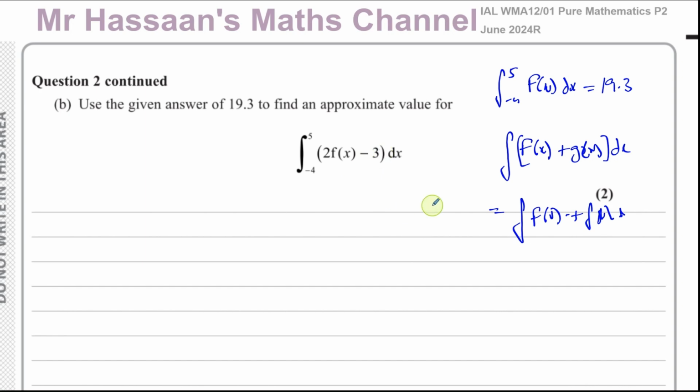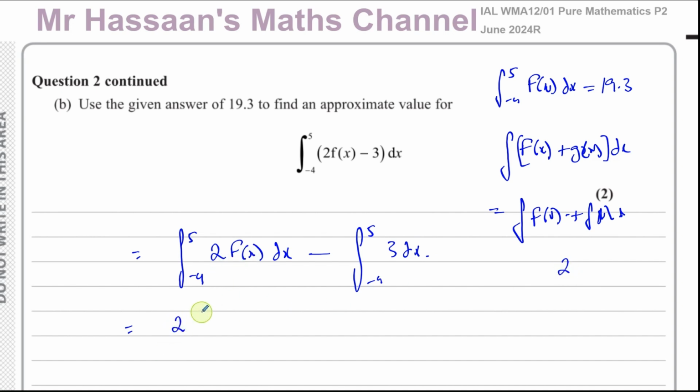So I can think of this 3 as a separate function if you want. So you can write this first as the integral between 5 and minus 4 of 2 times f of x with respect to x, minus the integral between 5 and minus 4 of 3 with respect to x. And we know that if you have the integral of 2 times f of x, I can write that constant on the outside. So I can write this as 2 times the integral of f of x with respect to x minus the integral between 5 and minus 4 of 3 with respect to x.